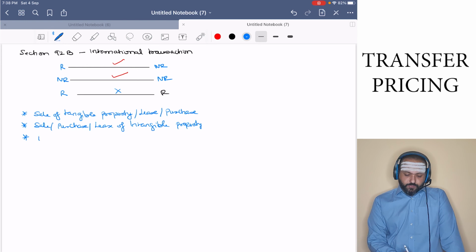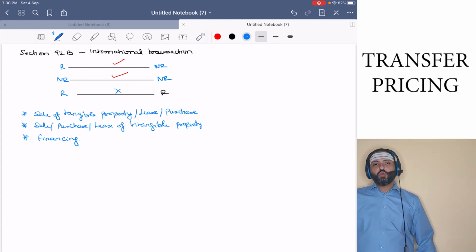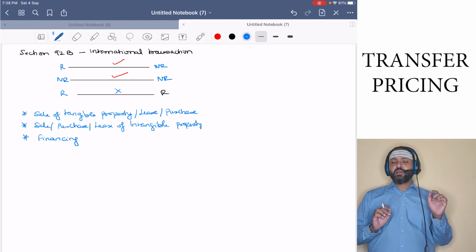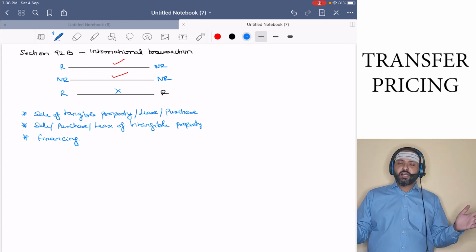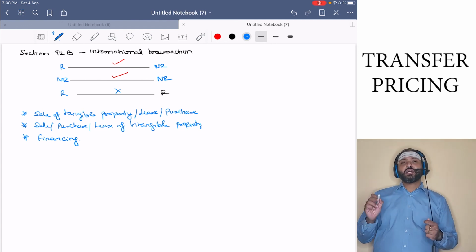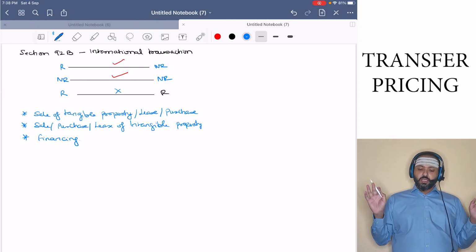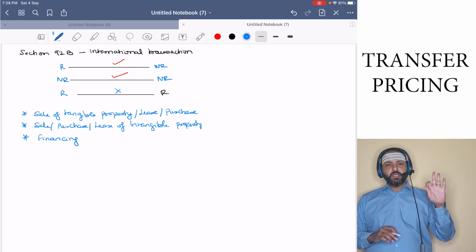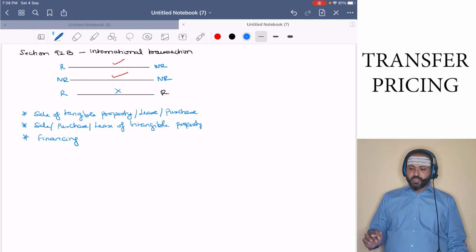Now, financing. ASPL gives loans to AIPL. ASPL tries to give corporate guarantee to AIPL. So these are transactions of financing by one entity to another entity. This is also between a non-resident and a resident. Therefore it is an international transaction. This non-resident and resident are associated enterprises under section 92A. Therefore it will be subject to transfer pricing study. So what are the transactions that we have seen? Tangible property, intangible property, sale, purchase, lease. On top of that, the next one is financing activity.